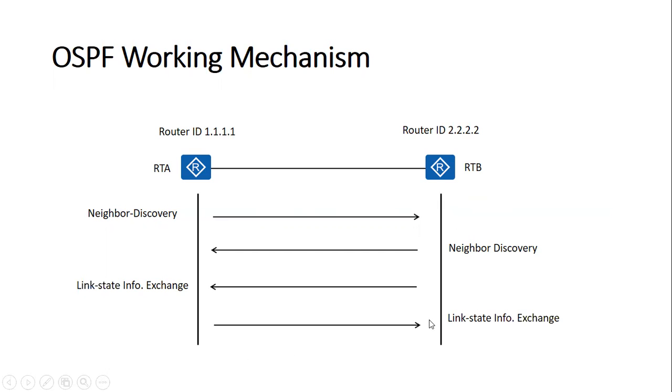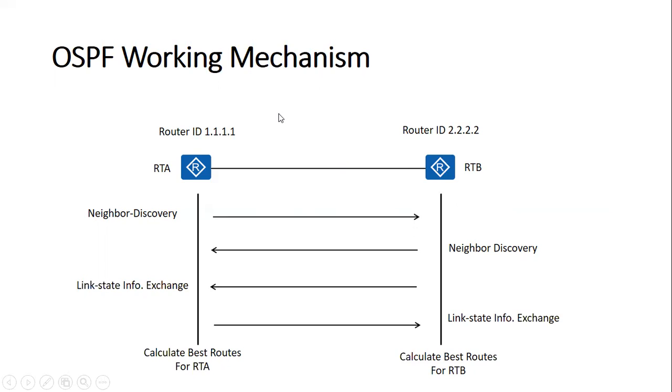From the link state information, each router will build what we call a link state database. Router A will build a link state database, and router B will create a link state database. From the link state database, each router will calculate the best path using the OSPF algorithm, and router B will do the same, running it on its link state database.